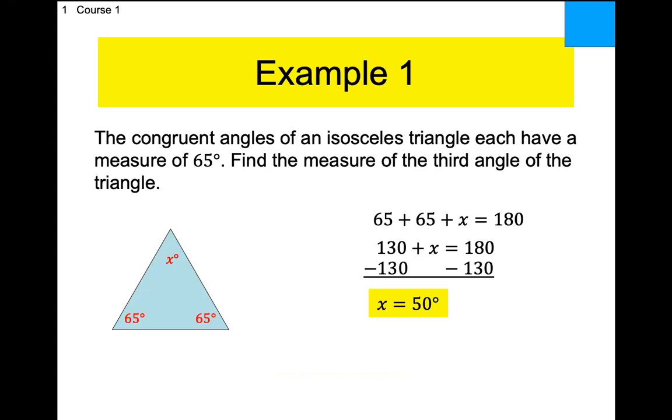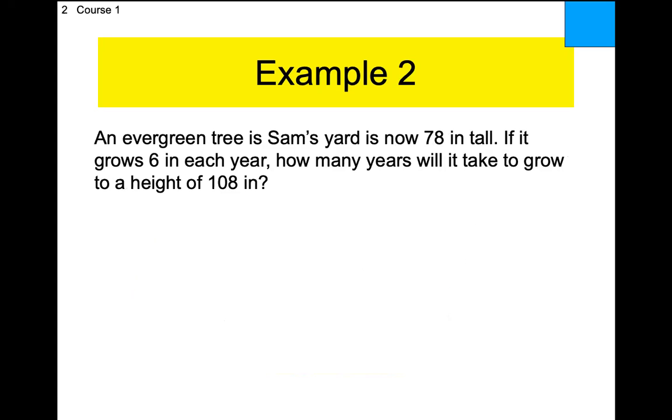All right, are we okay with example number 1? Example number 2. What is an evergreen tree? A green tree. Okay, so most trees are green. So what makes it an evergreen tree? It's green forever, until it dies, right? During the winter, it doesn't drop its leaves. Pine trees are an example of an evergreen tree.